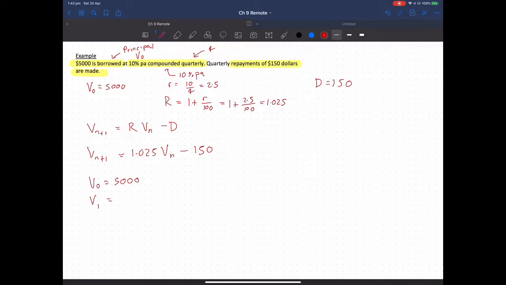V1 is equal to 1.025 times V0 minus 150. 1.025 times V0, V0 was 5,000, minus 150 gives you 4,975. You can see you borrowed 5,000, you now owe 4,975 after 1 quarter. That means that you will eventually pay off the loan.